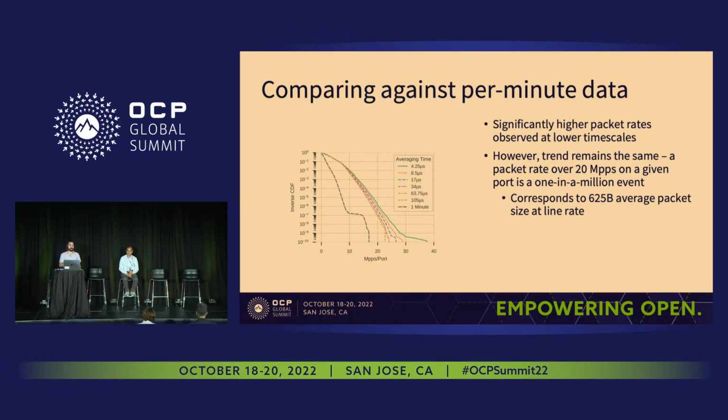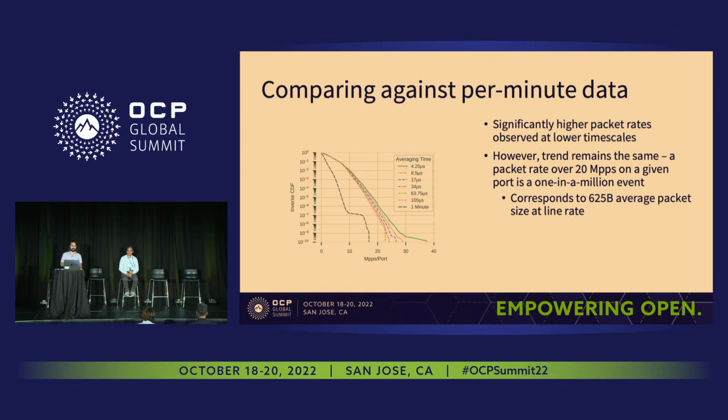If we compare this against per-minute data, we can see the importance of doing these measurements. That gray dotted line is the 1 minute data that we collected for these switches. But you can see that in the green line, we're observing significantly higher packet rates. But the trend remains the same.